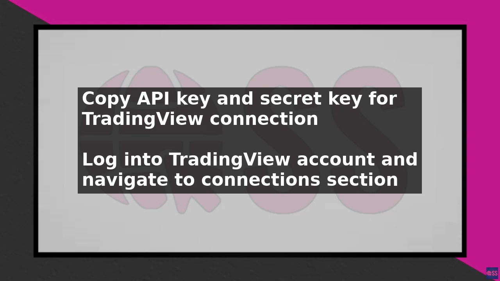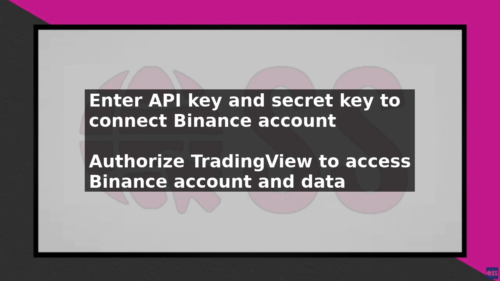Now, log into your TradingView account and go to the Connections section. Here, you will see the option to connect your Binance account. Click on Binance and you will be asked to enter your API key and secret key. Enter the API key and secret key that you created in your Binance account and click on Connect.